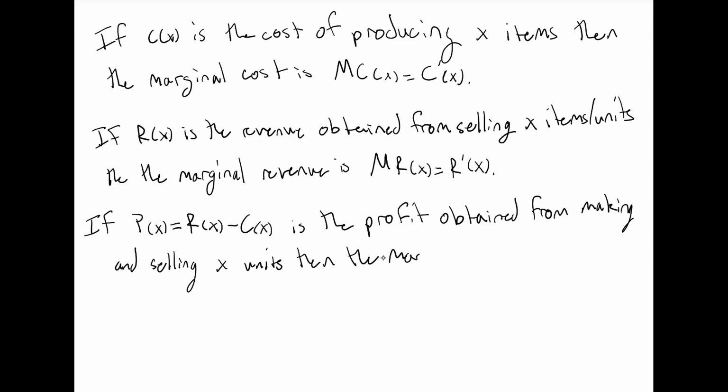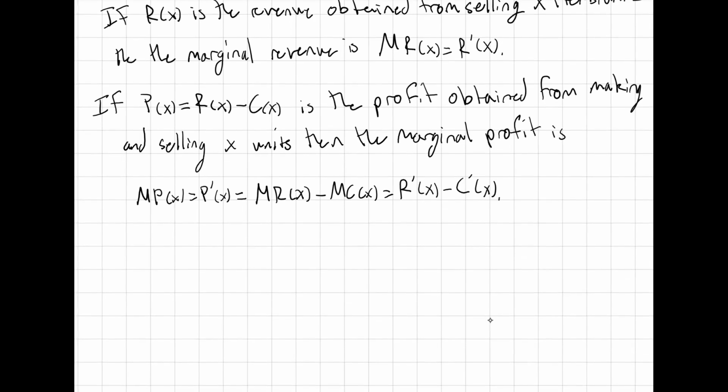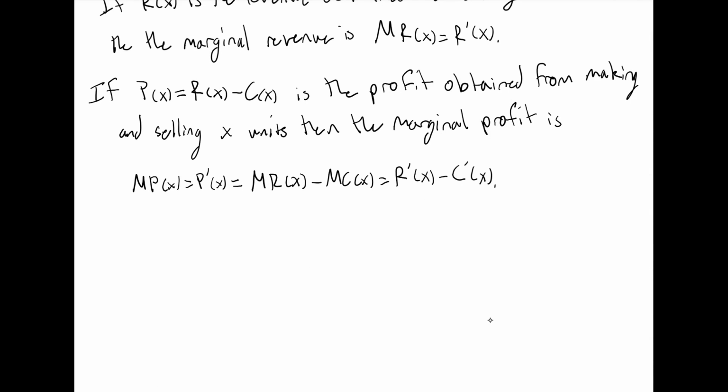and the marginal profit is MP of X, which is equal to P prime of X, which is equal to the marginal revenue of X minus the marginal cost of X, which is equal to just R prime of X minus C prime of X. So when you're dealing with problems, especially in this class, if you just see marginal blank, just note that's the first derivative. Easy enough.